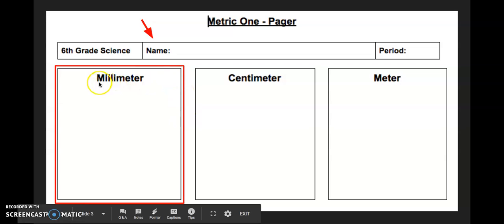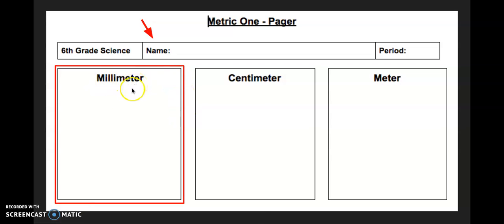This first box, it says millimeter. Your job is to draw a picture of something you can measure using the unit of millimeter. So you need to think of an object that would be appropriate for using millimeters.